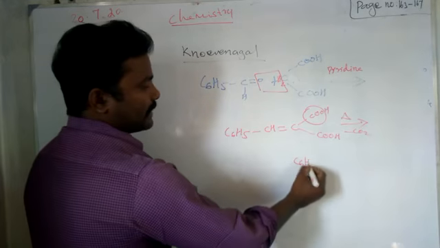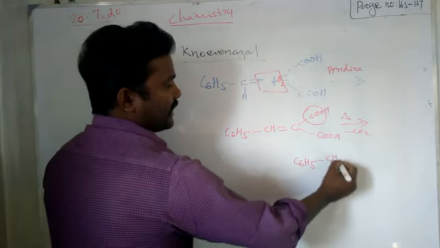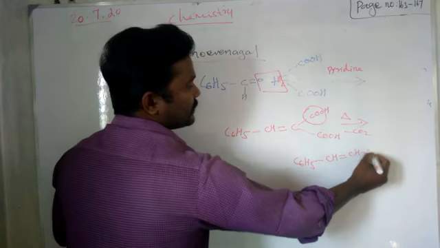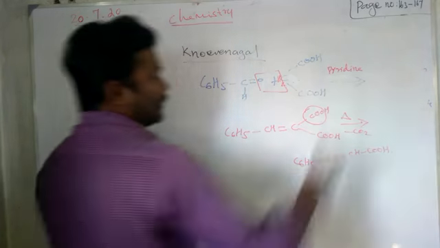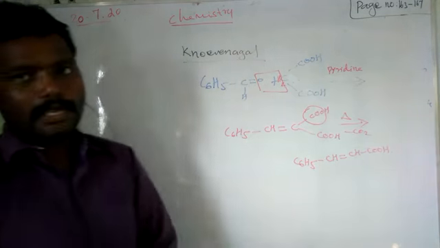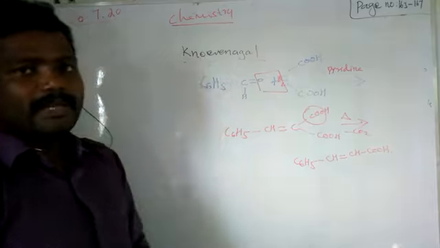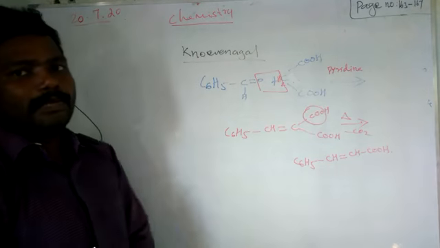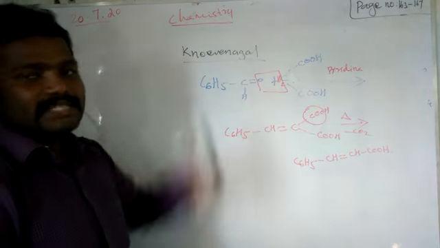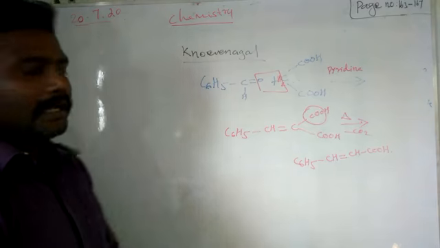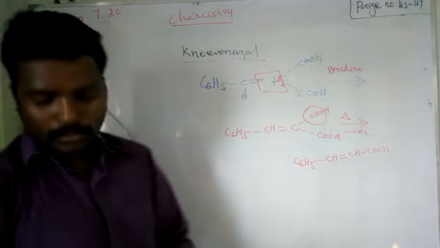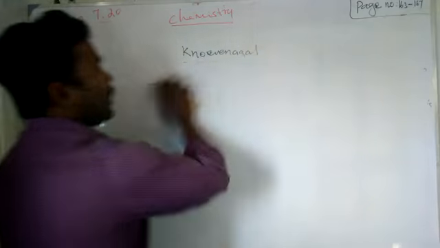So what is the remaining? C6H5 CH double bond CHCOOH. Cinnamic acid we will get. Okay, so both Knoevenagel and Perkin will give a similar product, but in the previous one, the Perkin, we get an additional product, that acetic acid also.